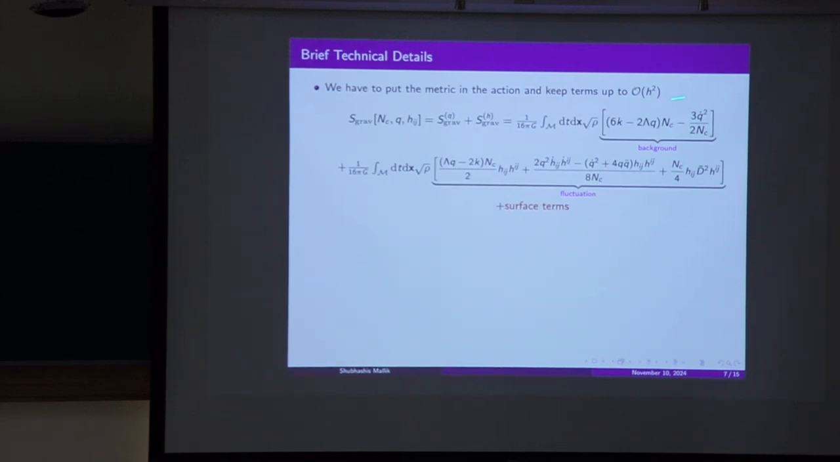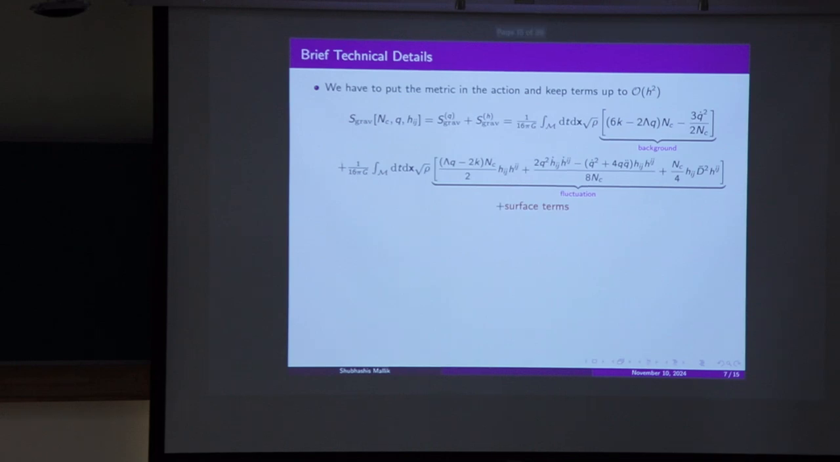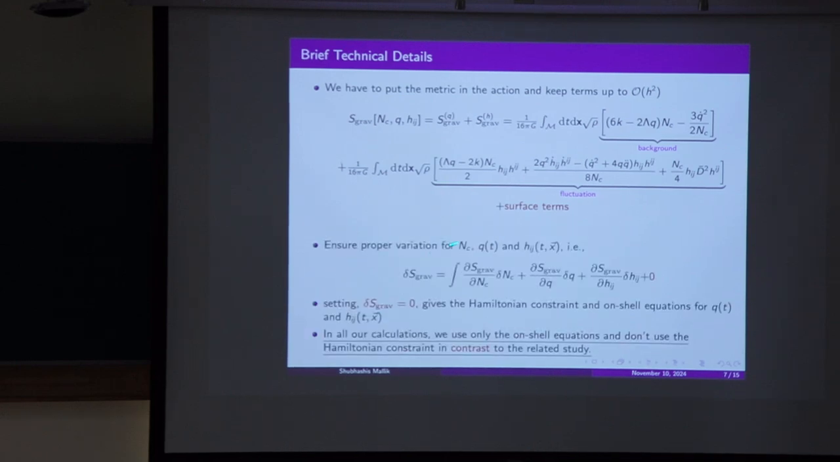So this is only the background part, and this is coming from fluctuations. And there are a lot of surface terms that I don't write here. After we have this, we have to take the variation with respect to all of these objects, which are lapse, Qt and Hij Tx, which looks like this. And by ensuring proper variation, I mean there will be absolutely nothing on this side.